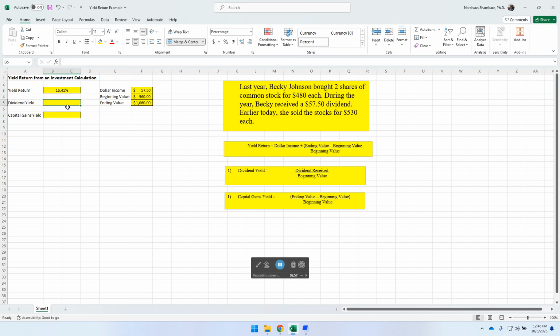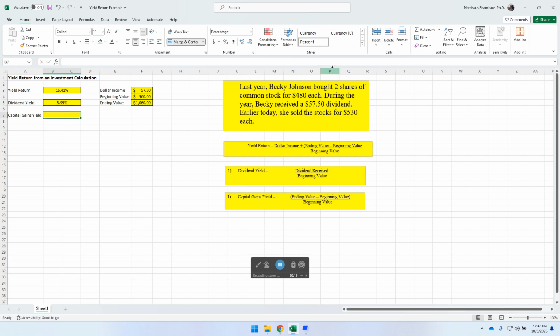So now I want to see how much of that is from dividend yield and how much of that is actually from capital gains. So dividend yield, we know that dividends received were $57.50 divided by the beginning value, which is 960. Like that. So the dividend yield alone was 5.99%, which is almost 6% if we round it up.